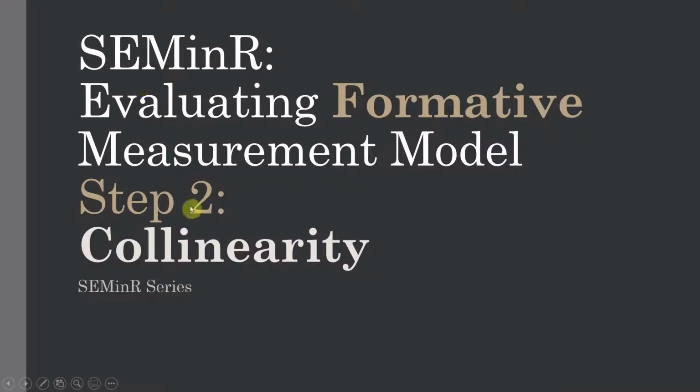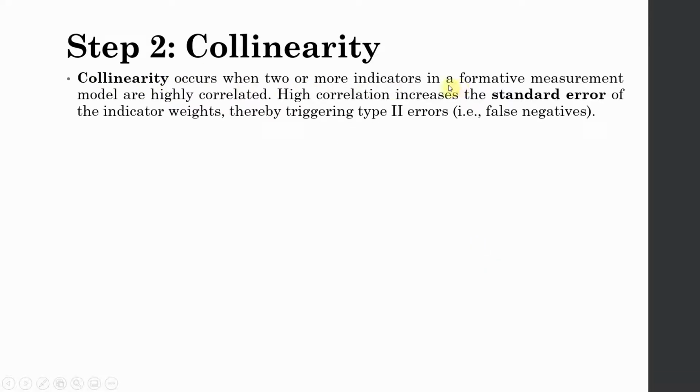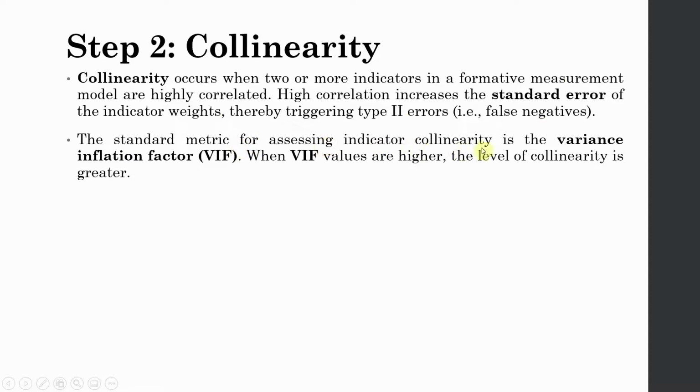Next, we are going to focus on step 2, that is collinearity. How do we assess collinearity for a formative measurement model? Collinearity occurs when two or more indicators in a formative measurement model are highly correlated. High correlation increases the standard error of indicator weights, thereby triggering type 2 errors, that is false negatives. The standard metric for assessing indicator collinearity is the variance inflation factor, VIF. When VIF values are higher, the level of collinearity is greater. VIF values of 5 or above indicate collinearity problems.